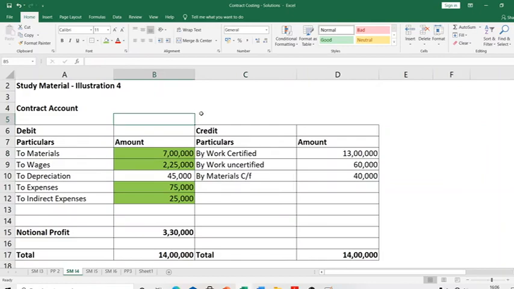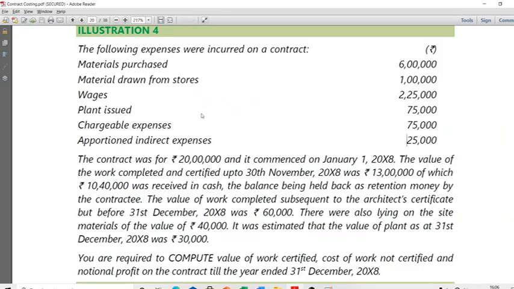Now, you can see here they are saying that the plant issued was 75,000. What is the meaning of this? Plant here refers to fixed assets. This year what has happened is when the contract began this year, fixed assets to the extent of 75,000 was separately allocated to the contract. They allocated fixed assets to the extent of 75,000 to this contract. Now, when this fixed asset came inside the contract, it had a value of 75,000.